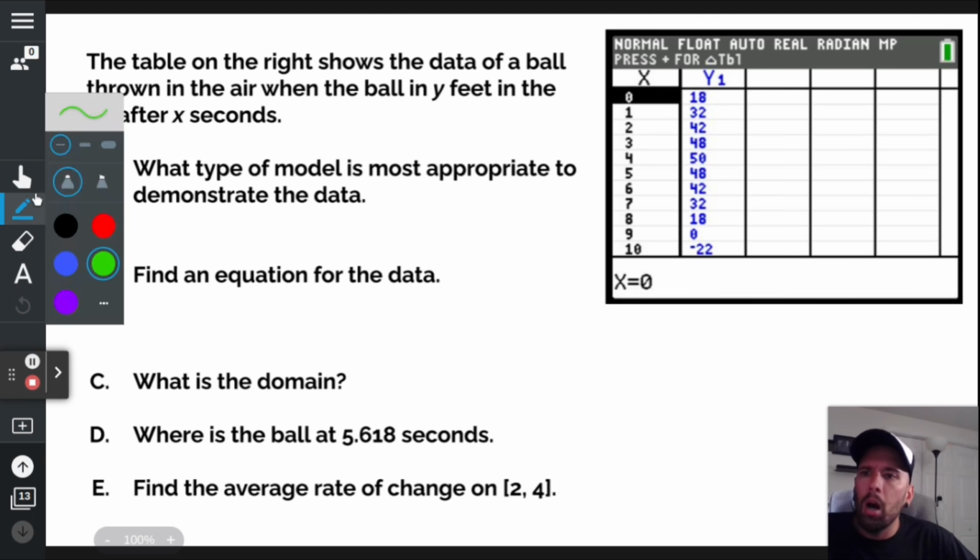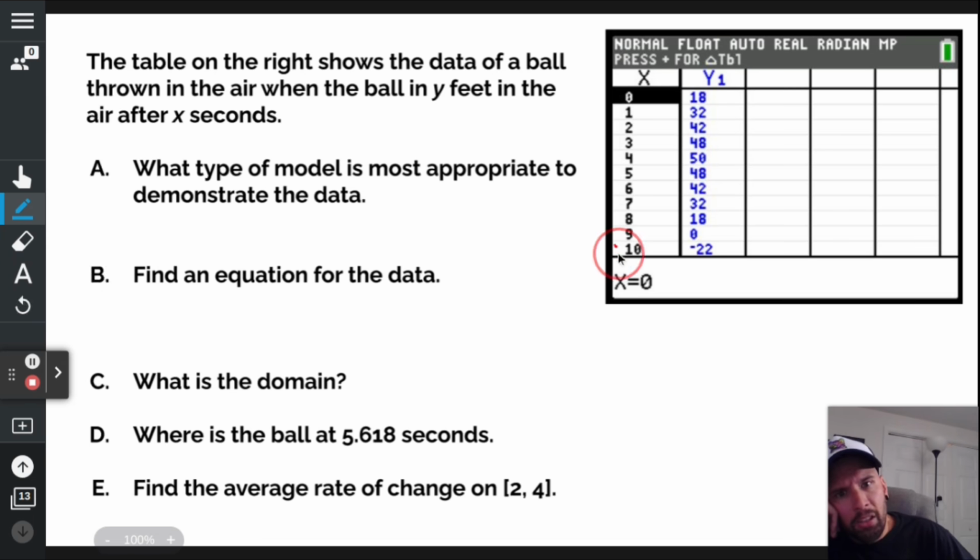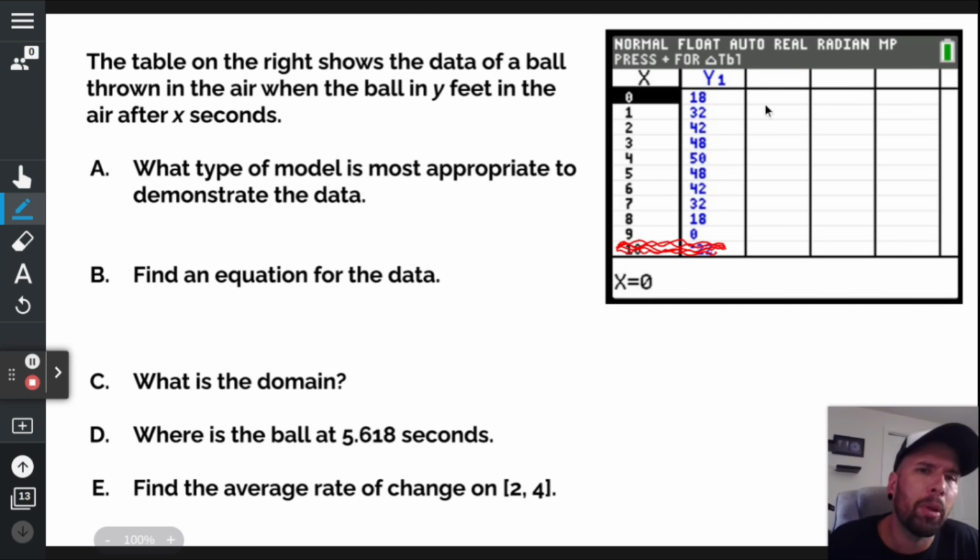So what can we imply from this? All right, well, you're standing 18 feet in the air when the ball is thrown, and then it goes up, then it goes up, then it goes up, then it goes down, down, down, down. And this doesn't even make sense because this implies negative. I wonder if that's going to show up later. Okay. What type of model is most appropriate to demonstrate the data? I probably already know, but let's just do it anyway. I mean, if you throw a ball up in the air and it comes up and comes down, there's really only one.